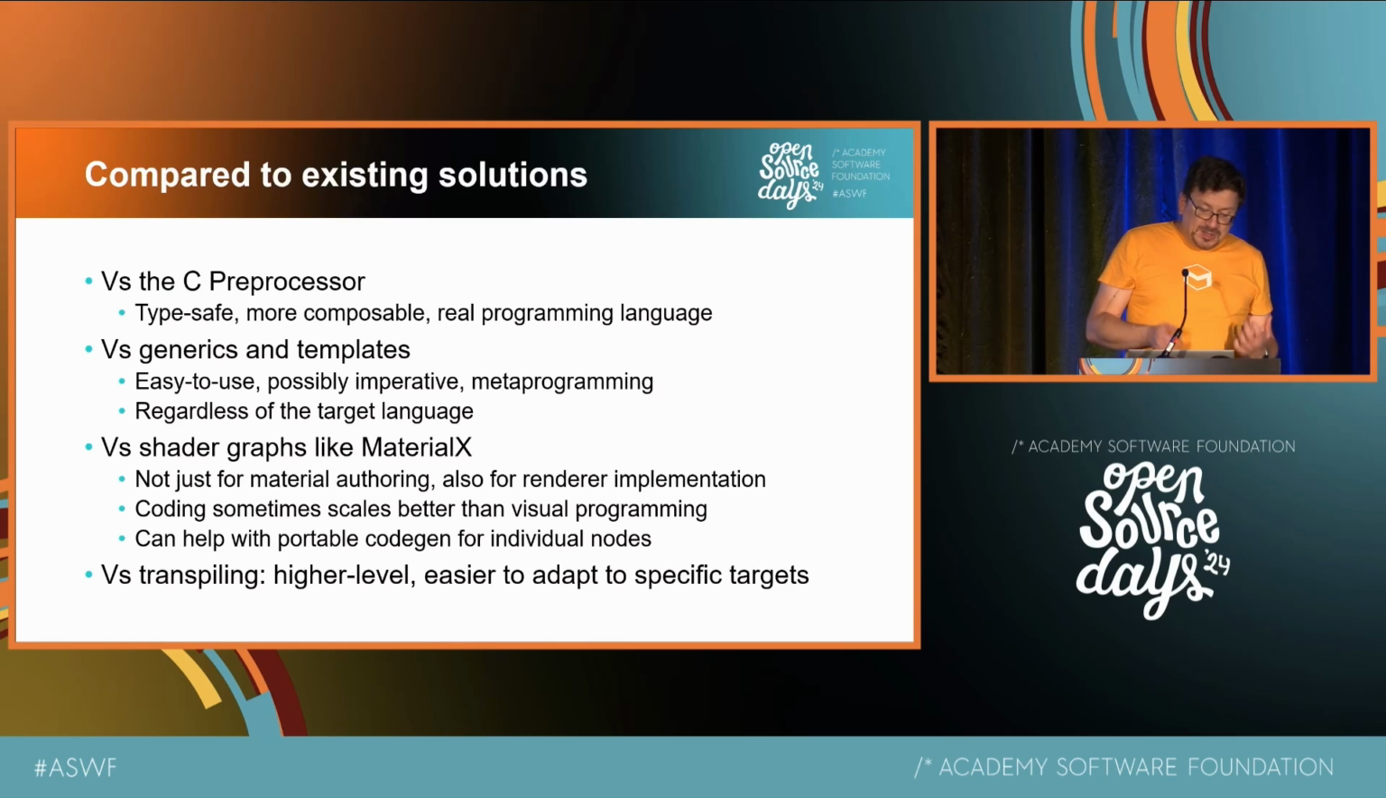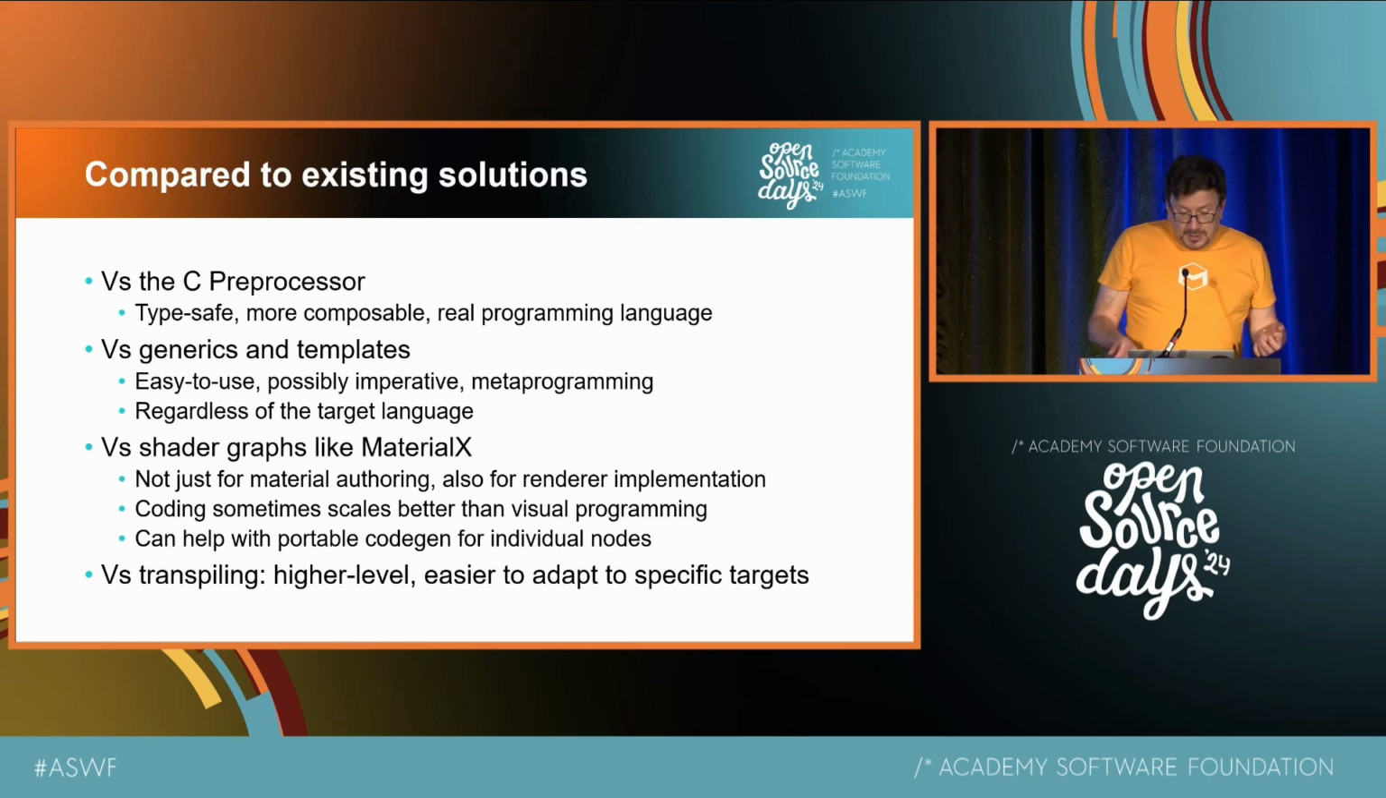than the C preprocessor. Compared to generics and templates, there are lots of similarities, but one problem is that, for example, C++ templates are a pure functional language, and it's sometimes hard to reason about. With something like Metashade, we can have imperative metaprogramming. And also we can have metaprogramming independent of the target language. So for example, GLSL, which doesn't have any template or generic support, can still benefit.